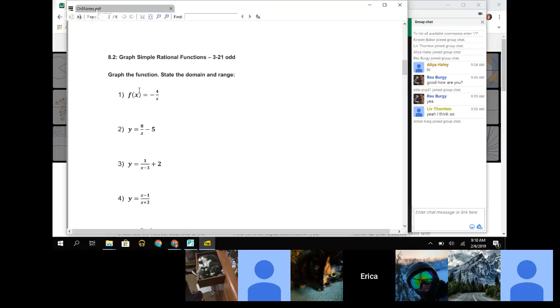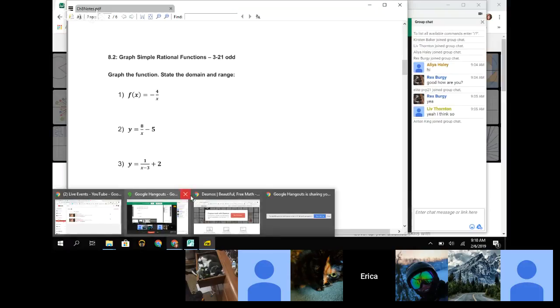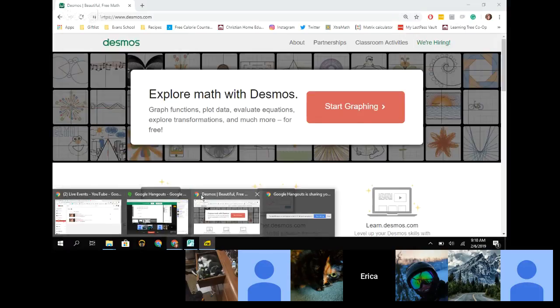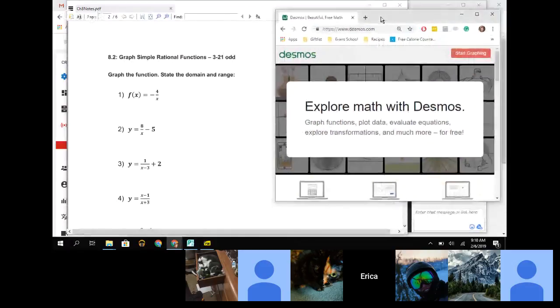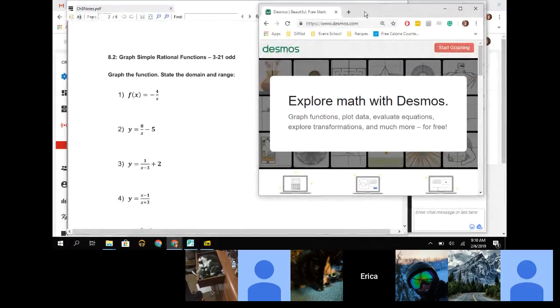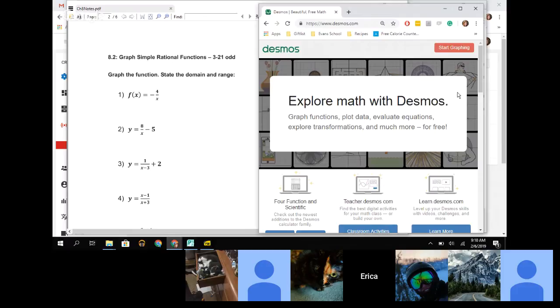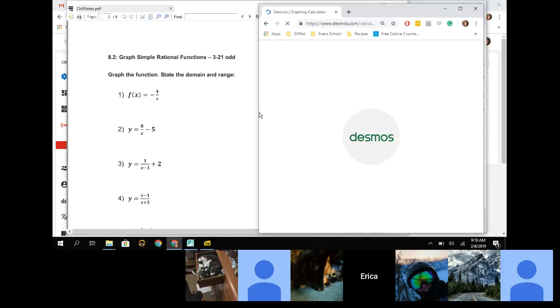So the first one's a pretty easy function. It's f of x equals -4/x. Okay, so this is a rational function. It's the ratio of 4 to x. This kind of sneak peek, that particular function is what we were talking about. It's inverse variation, but we'll kind of get to that. All right, so start graphing. Here we go.